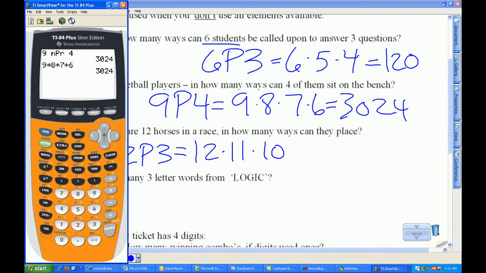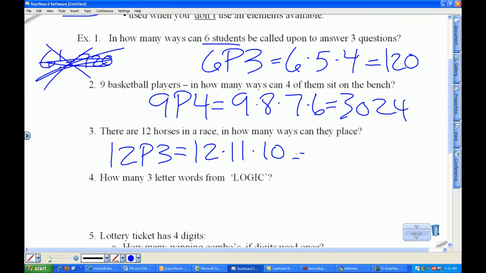And once again, just to review, hit the first number 12. Hit the math button. Go over to PRB and down to nPr, which is choice 2 in the list. 12 pick 3 gives you 1,320. Or just do 12 times 11 times 10.